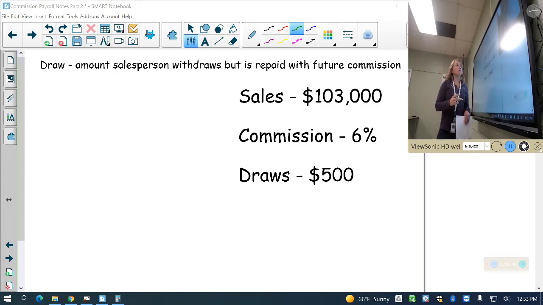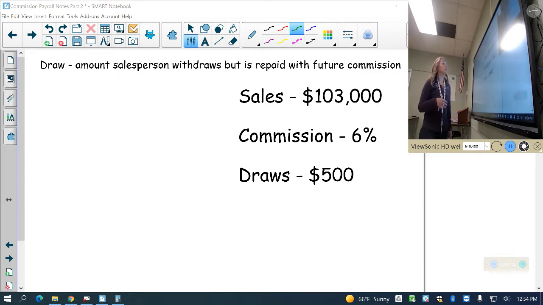Now, a draw is the amount a salesperson withdraws but is repaid with future commission. Suppose I am a realtor, okay, and I sell a house right now, today. I sell a house, people sign, the bank's going to pay to buy the house. However, I'm not going to get the money for a couple months. Some companies allow you to take a draw, which is a loan for future commissions. Then later, when I get paid, they're going to repay that draw that I took back.